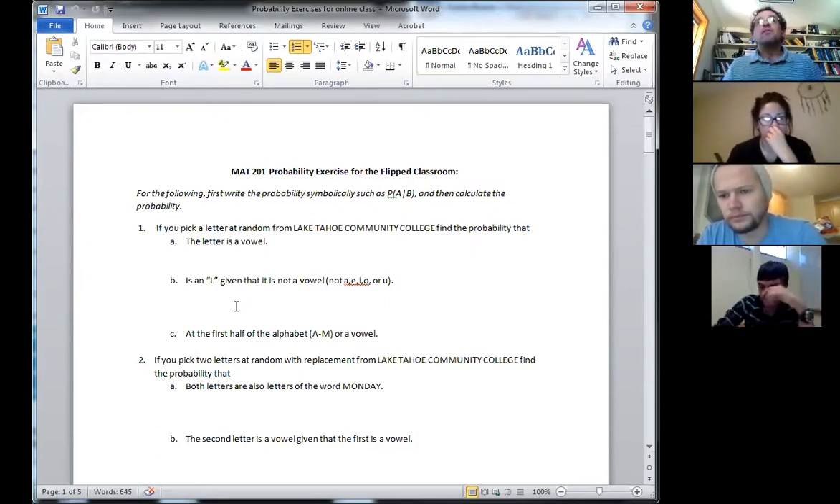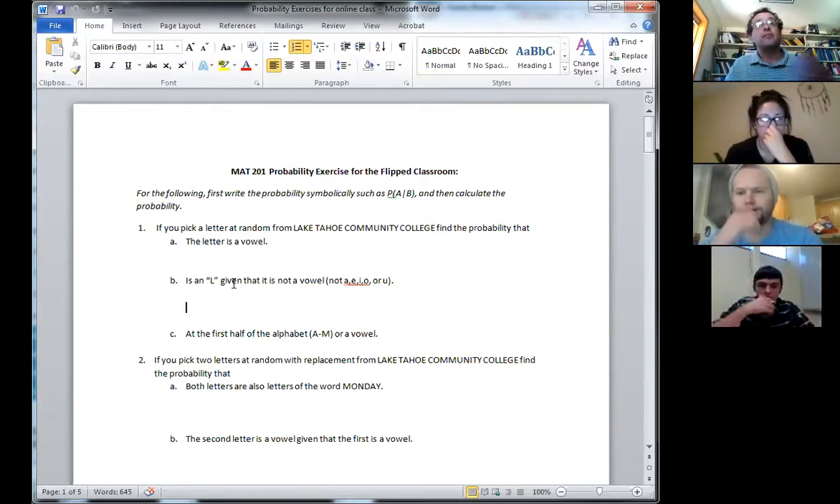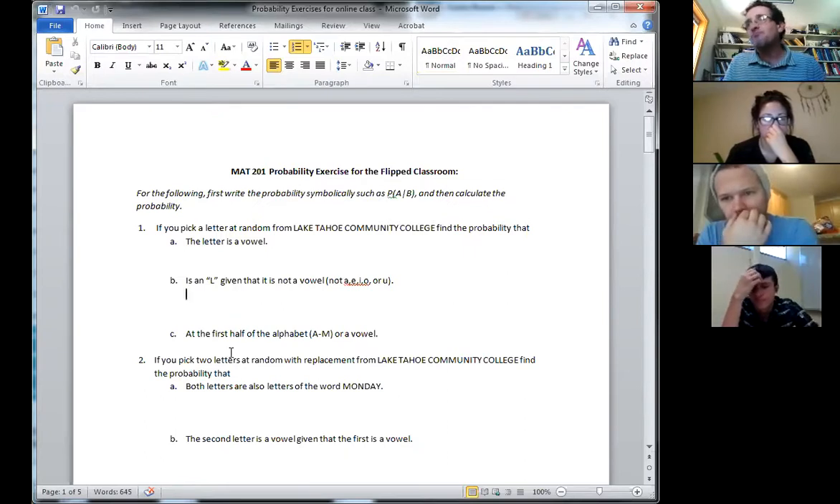Okay. All right, good. So we notice there's an L from Lake, a couple L's from College. That's 3 L's. And then notice that 25 minus 11 is 14. So there are 14 non-vowels. So 3 out of 14 is the probability of an L given that it's not a vowel.